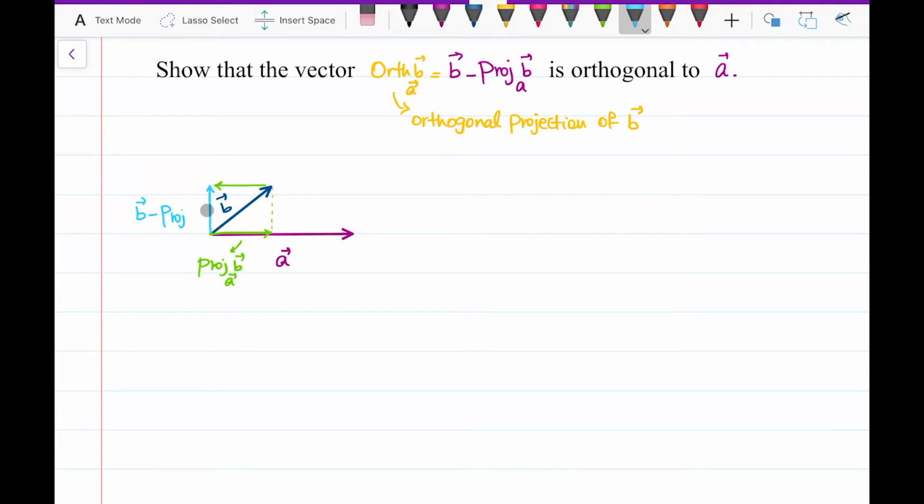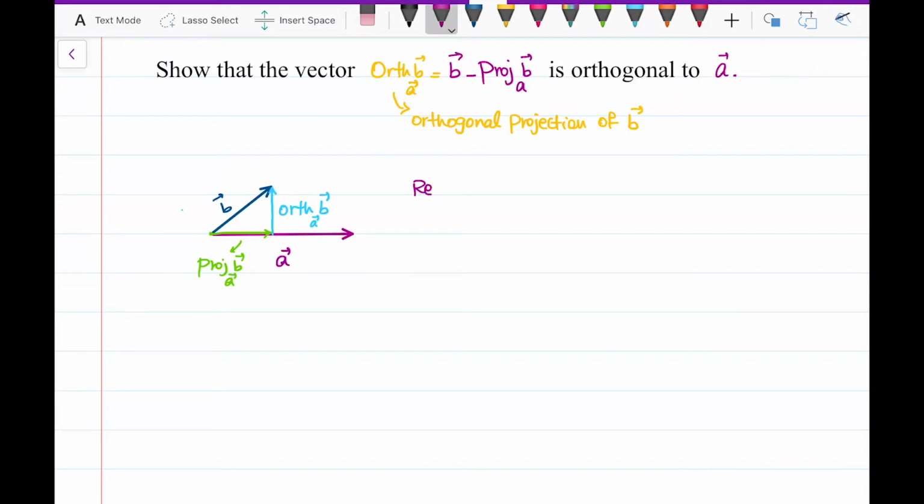I can move this blue vector to go here. And so this vector in here is the orthogonal projection of b. Great. Then I need to show that this blue vector is actually orthogonal to a. Okay, how do I do that?